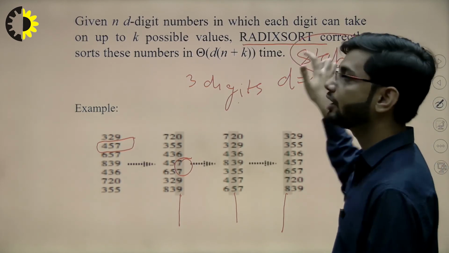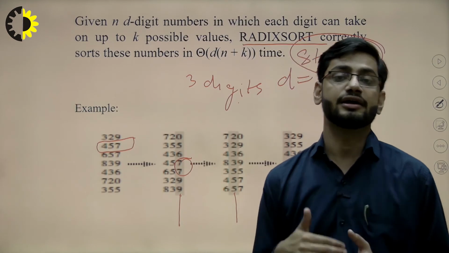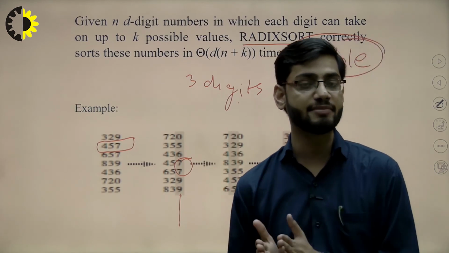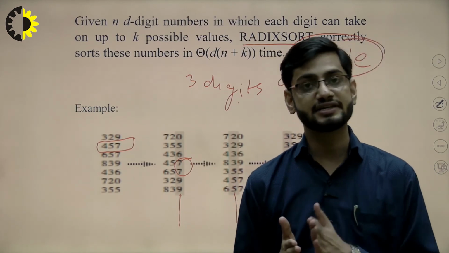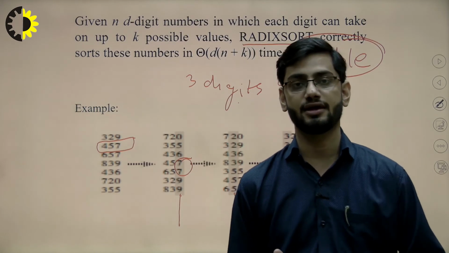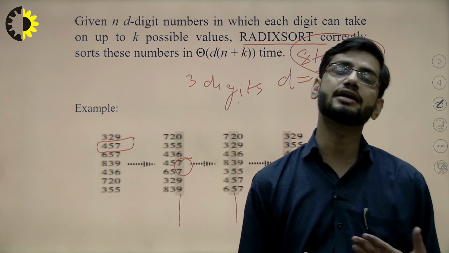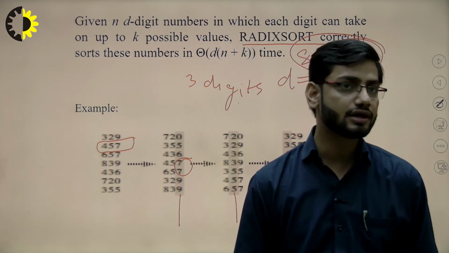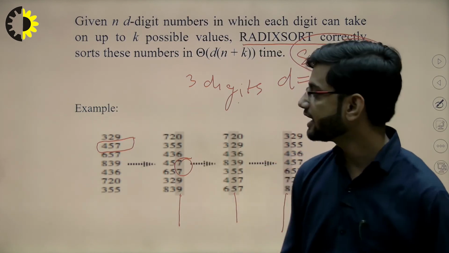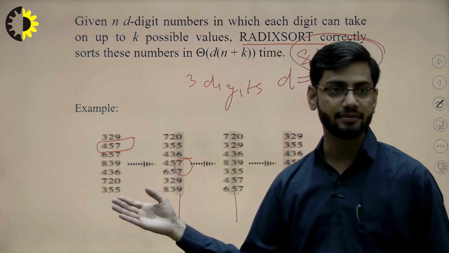What is a stable sort? When the relative order of the same elements is preserved in the output sorted array, then we say that yes, our sorting algorithm is stable. So here we are maintaining the order of the same elements.